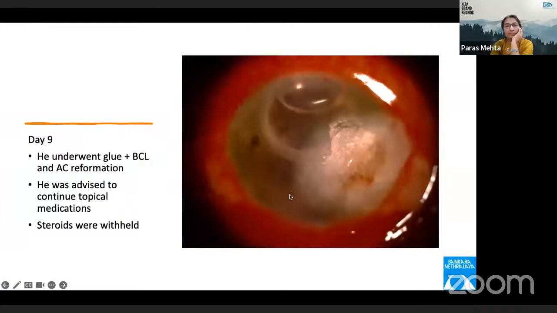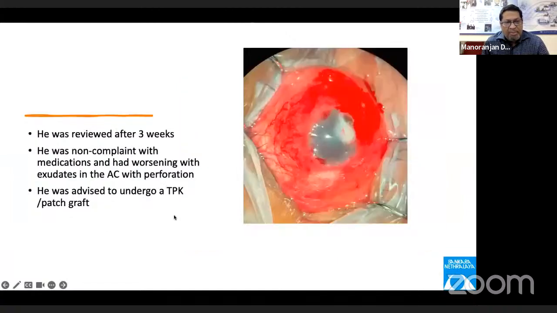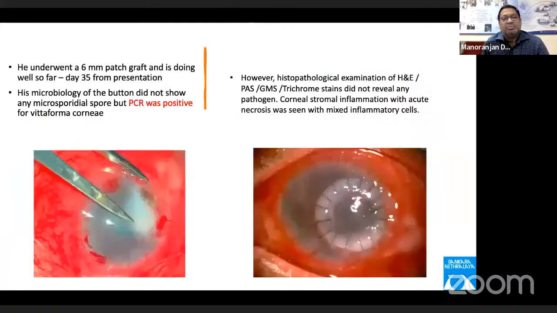He underwent glue and BCL with AC formation on day 9. He was advised to continue the topical medication. Steroids were still withheld. At review at 3 weeks, he was non-compliant with medications with worsening of infiltrates and exudates in the AC with perforation. Here he was advised to undergo a patch graft. He underwent a 6 millimeter patch graft at day 35 from presentation.